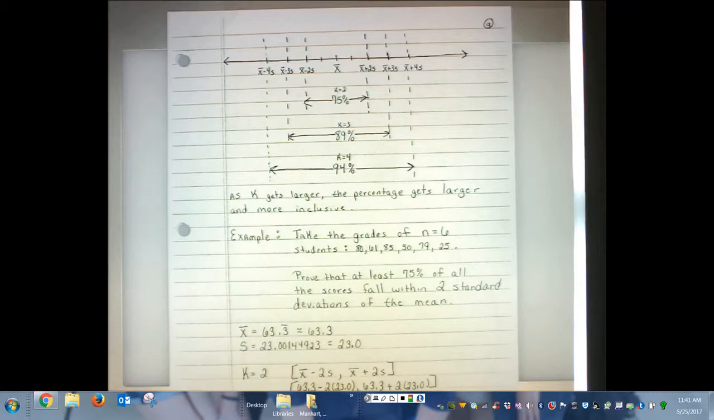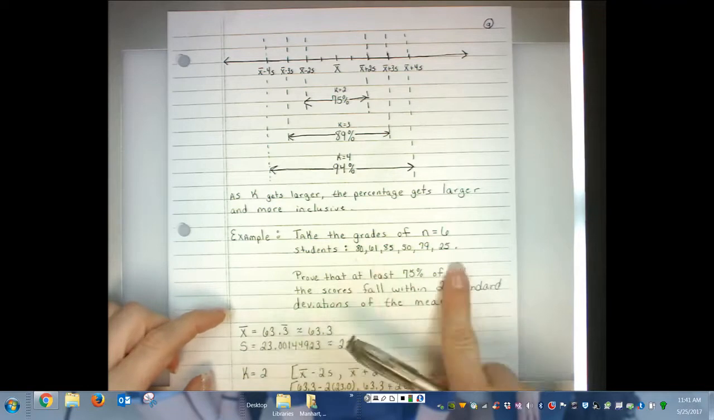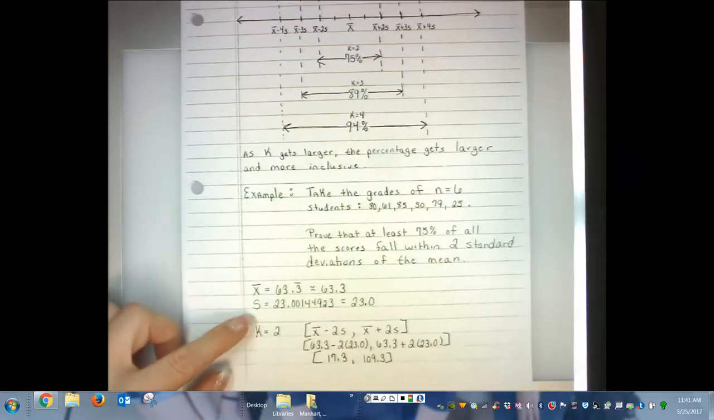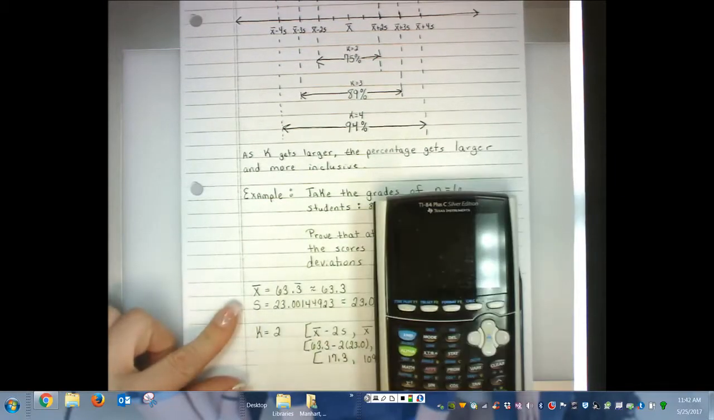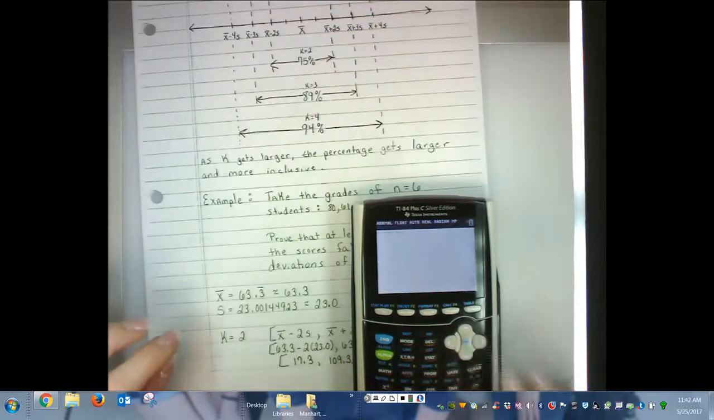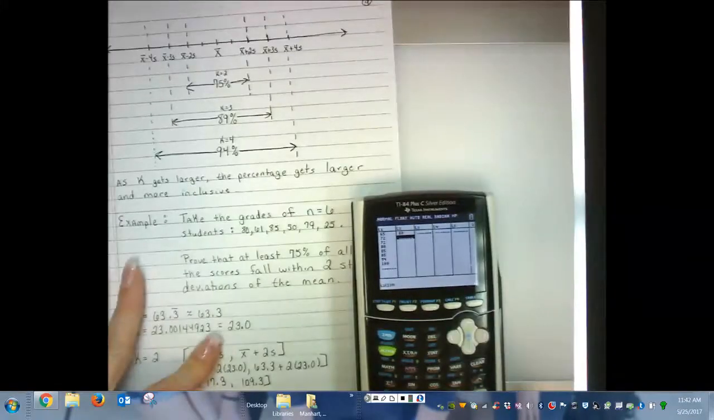I just want to work on the 2 standard deviations. To do that and prove that, I will have to know the class average and the class standard deviation. I took the time, and I did not even do this by hand, to put the values into my calculator, stat, and I'm going to just use the L2 column: 80, 61, 85, 50, 79, and 25.